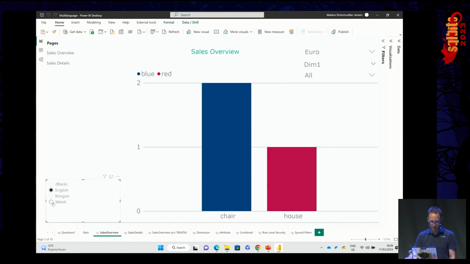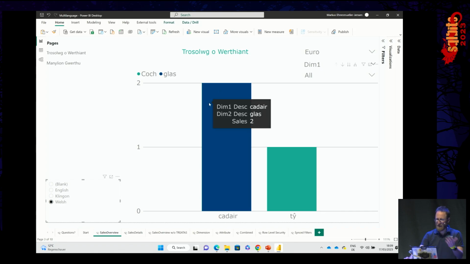Yeah, now Welsh also appears, now everything is translated to Welsh. Just wondering why this is also translated. I didn't expect this one. Okay, just wanted to tell you that. That's interesting, yeah? Okay, we will find out during the demo why this is also translated now.